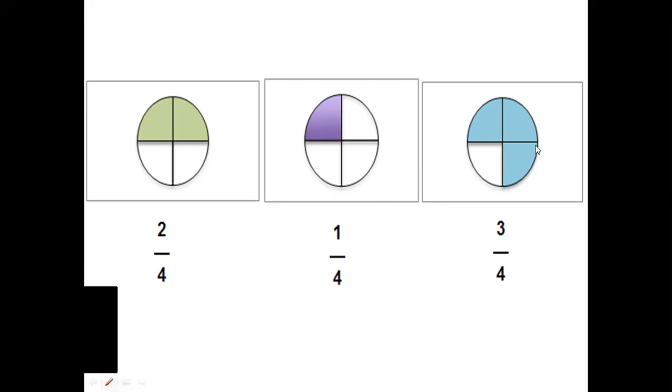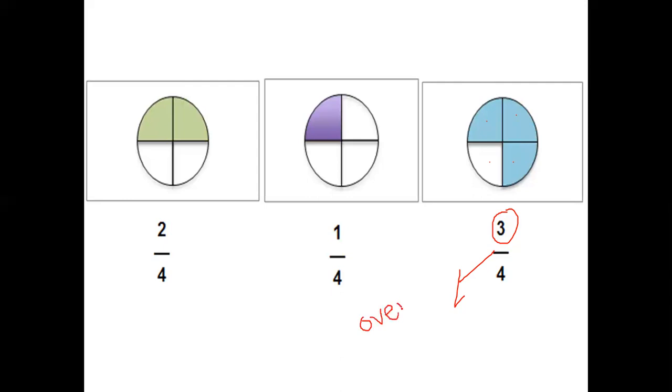Okay, the last one, how many shaded parts do we have? 1, 2, 3. So the numerator is 3. How many parts in all? 1, 2, 3, 4. So 4. So we call this 3 over 4. Okay, so this is the numerator and this is the denominator.